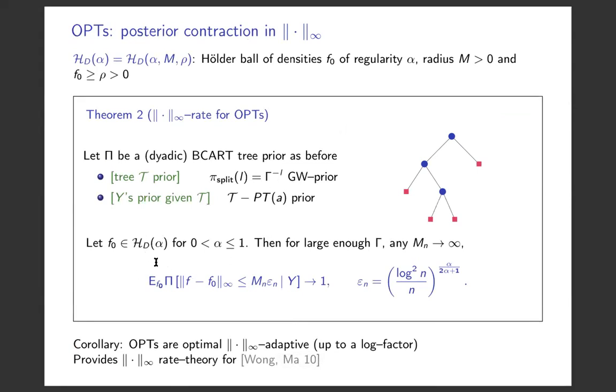We get that if you have an alpha Hölder density with alpha between 0 and 1, then you get again the same (log n) to the power of 1/2 over n to the power alpha over 2 alpha plus 1 in dimension 1 rate for the sup-norm density estimation. So it means that optional Polya trees are sup-norm adaptive up to a log factor, and this provides a supremum-norm rate theory for the paper of Wong and Ma, where they proved consistency in the supremum-norm of the posterior.